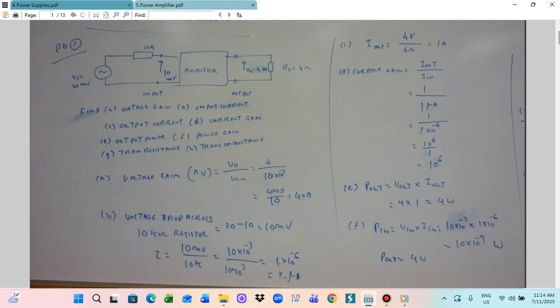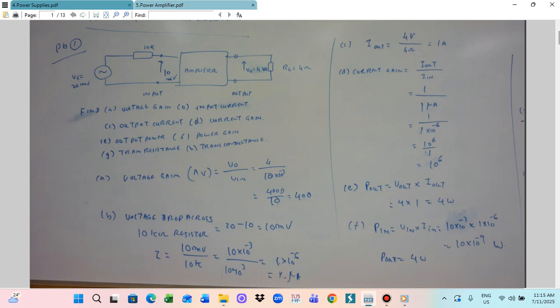And we also need to calculate the transresistance, RM. The formula to calculate transresistance is V out divided by I in. The V out we already know is 4 volt. Input current I in is 1 microampere. So it is 4 into 10 power 6 ohm, so this is 4 megaohm.